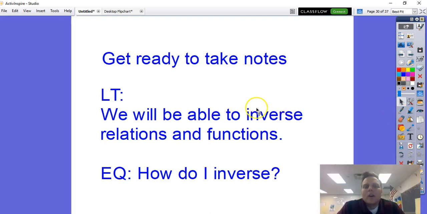Hey guys, we're going to go over how to find the inverse of a relation in a function. Your essential question is, how do I inverse? Okay, let me tell you. This is how you inverse. Switch x and y. That's it.